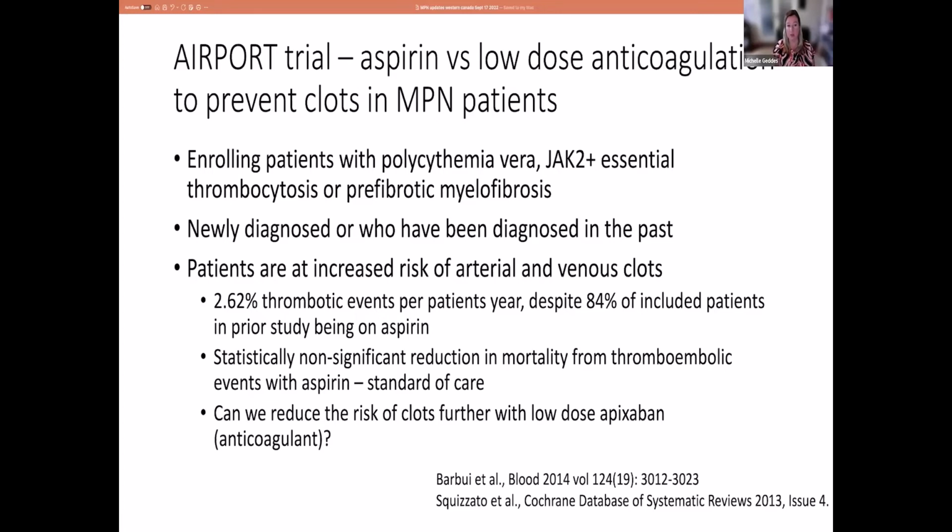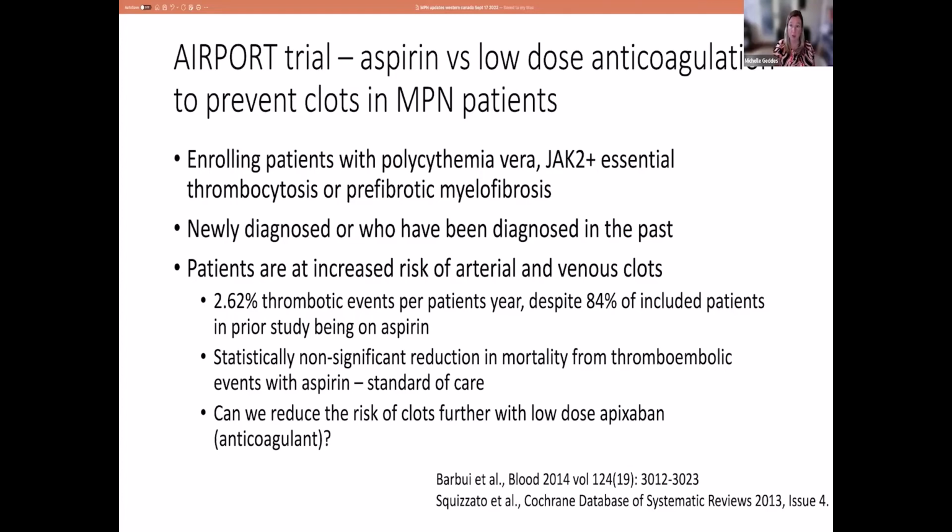We know that patients are at increased risk of both arterial and venous clots, and that risk is about 2.5% per patient year. So for every year that people have myeloproliferative neoplasm in this risk category, about 2.5% of people will have a blood clot. So that means that at 2 years, about 5% will have had a blood clot, and 3 years, about 7.5%. So that is a substantial risk.